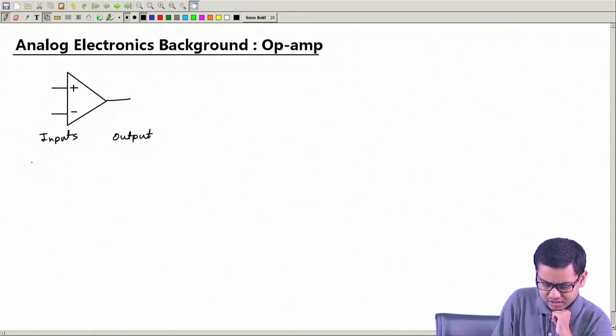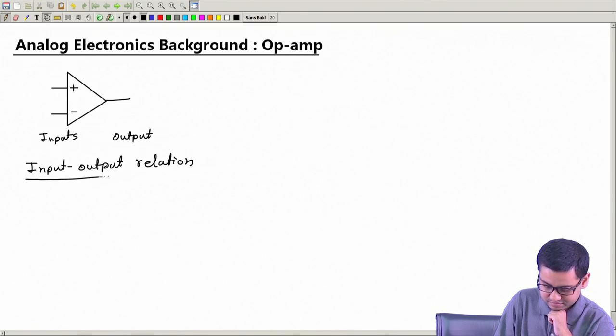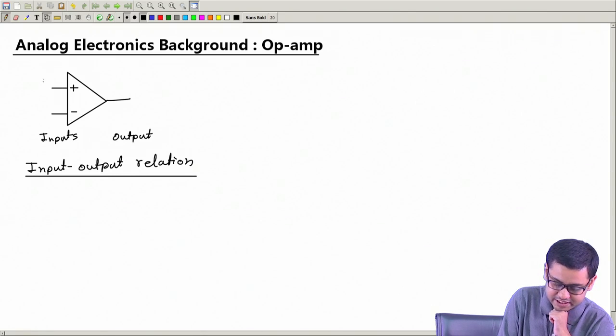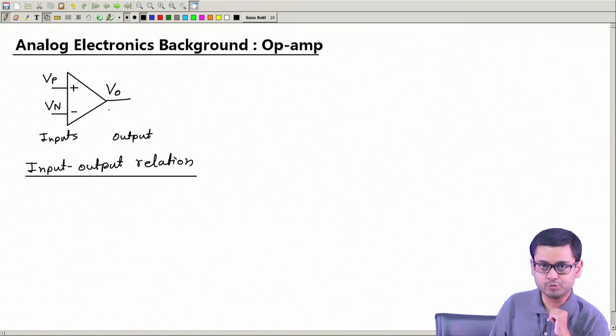Now, what do we need to know? We need to know how it works. What is the relationship between the input and output? The input-output relation is very simple. Let me call this input Vp, P for positive, and this one Vn, N for negative. So these are the two inputs, and this one I call Vo, O for output.